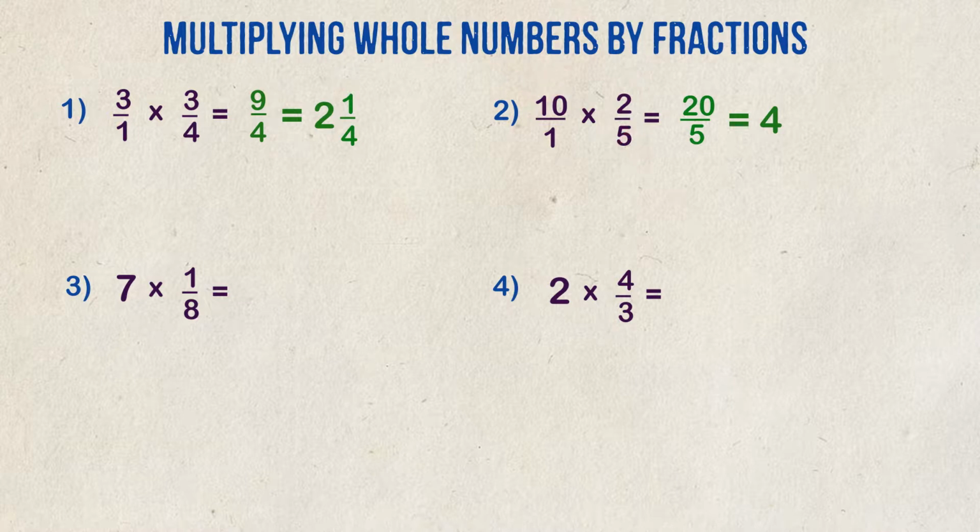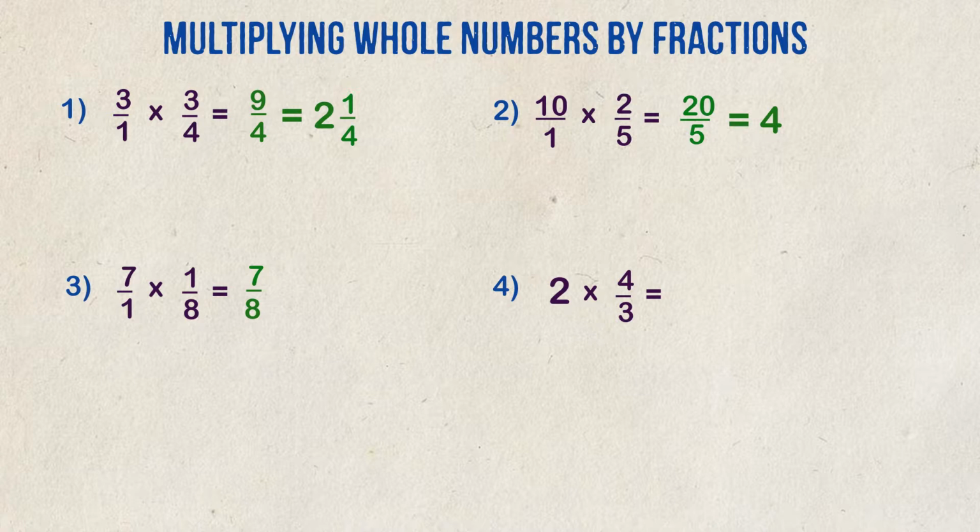Pretty cool, huh? Example 3. Multiply 7 times 1/8. We rewrite the problem to be 7 over 1 times 1 over 8. 7 times 1 is 7, and 1 times 8 is 8. 7/8 is the answer.